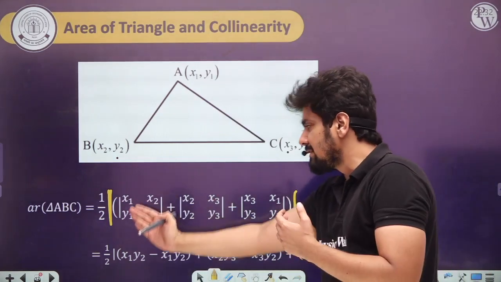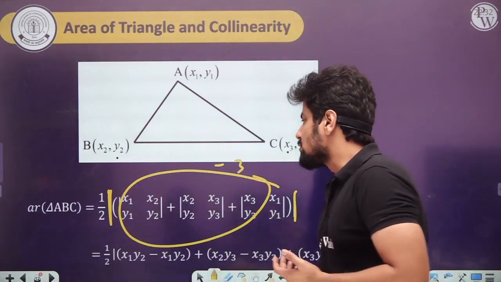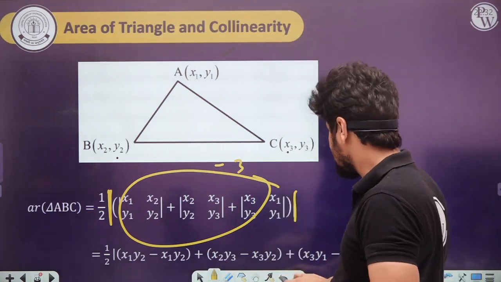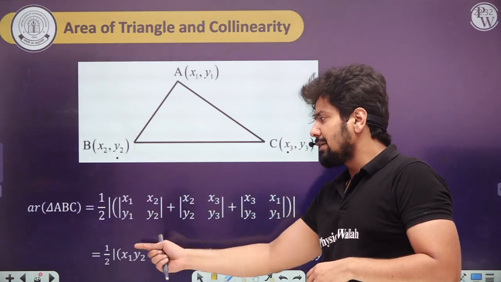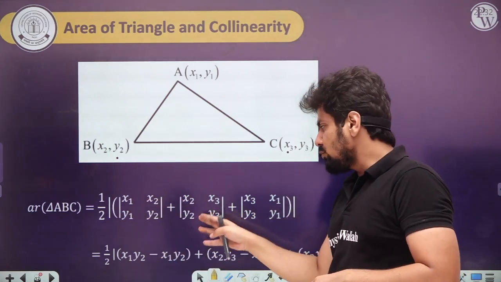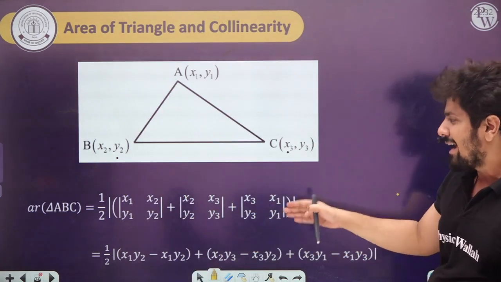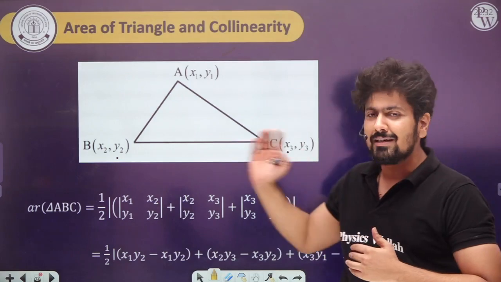Suppose this thing comes negative, suppose this value comes -3. So modulus will do what? It will make it +3. It will make it positive. So these lines are modulus. So modulus of determinant of x1, y1, x2, y2 plus determinant of x2, y2, x3, y3 plus determinant of x3, y3, x1, y1. This is a very, very simple formula to calculate the area of a triangle.